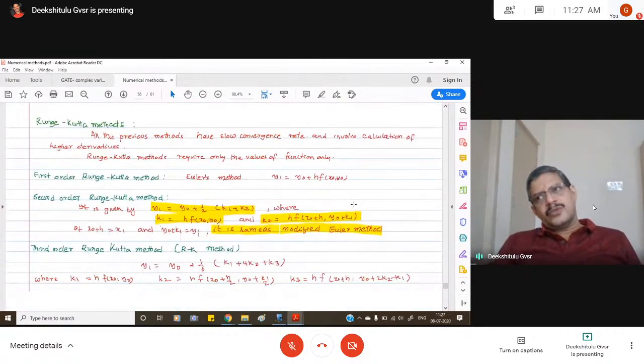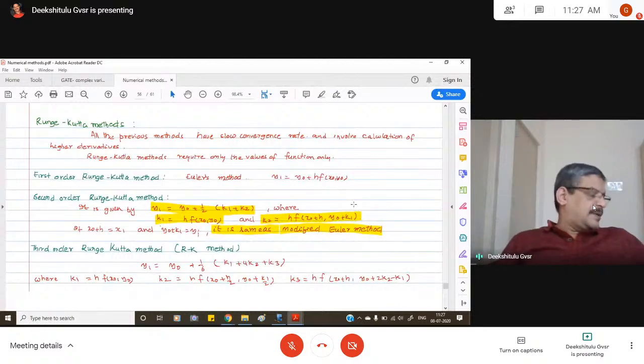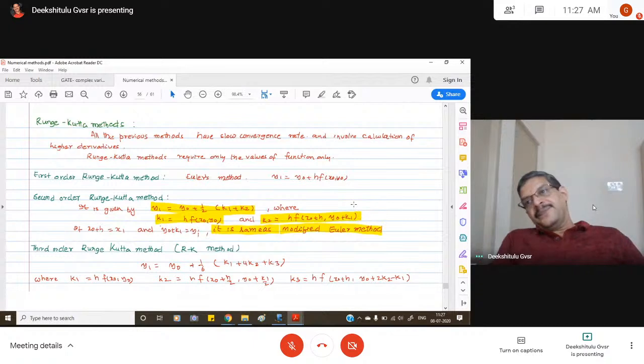Then comes the most efficient and most important method, that is called Runge-Kutta methods. There are so many advantages attached to it and so much theory also attached to it. Why is it so important? All the previous methods have slow convergence rates and involve calculation of higher derivatives.